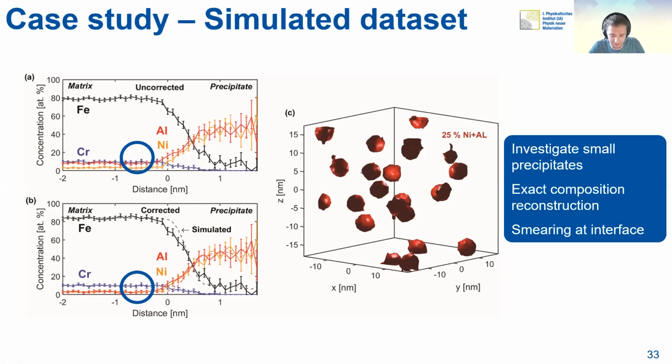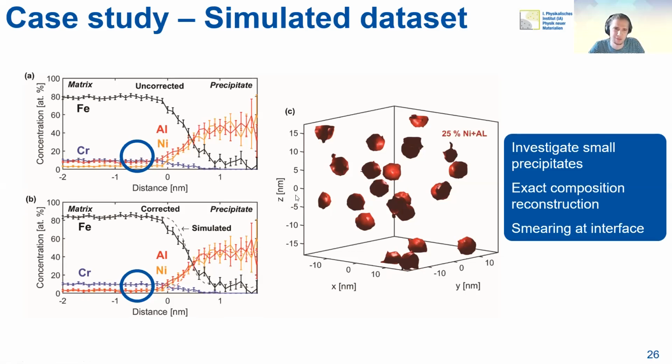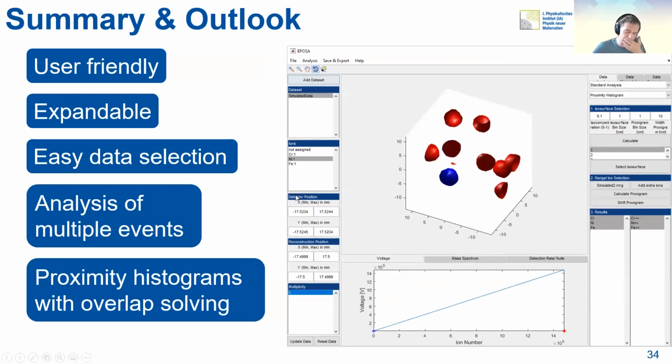proximity histogram itself. There's still a little bit of smearing, but this is mostly just due to the fact that the isosurfaces at precipitates that are this small are, as most of you probably know, not perfect and probably can't be 100% perfect, but the solution that we found here is already really nice.